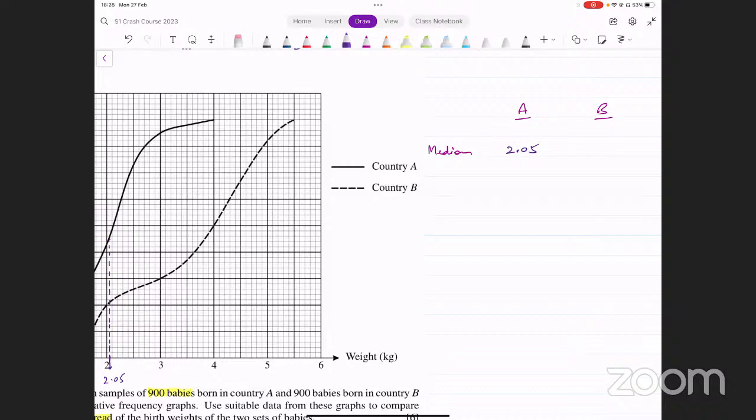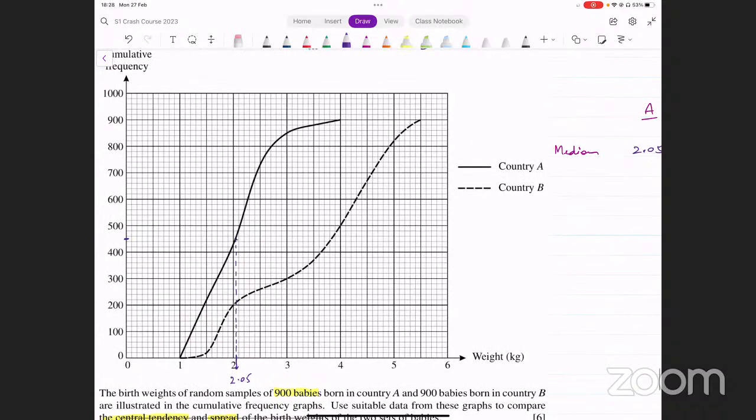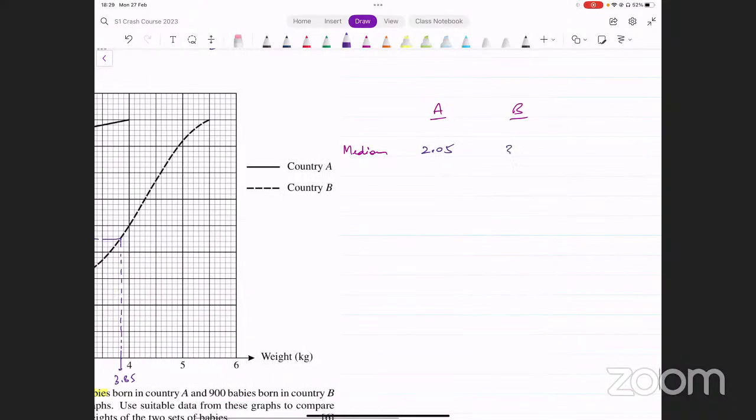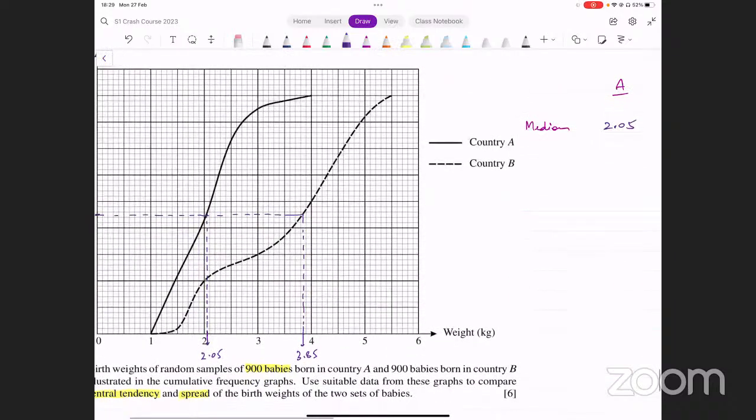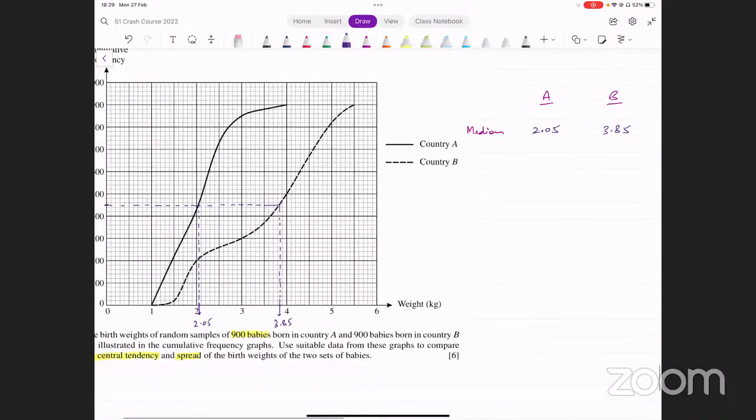Similarly, you can see the value that you get at 450 for country B. For country B, I'm getting this value, between 3.8 and 3.9, which is 3.85. So the median for country B is 3.85. That's one thing that we can calculate from this, right? So this is going to give us a central tendency measure, that's median.